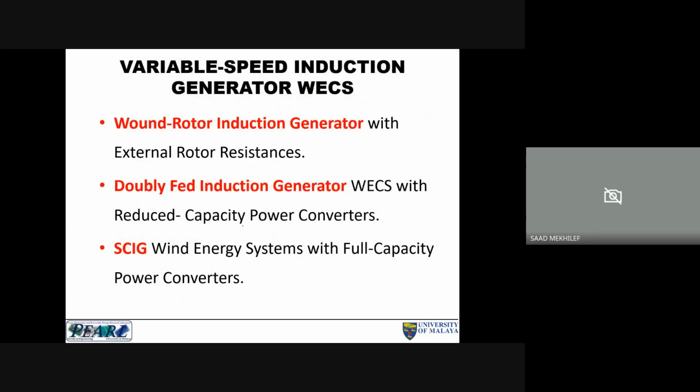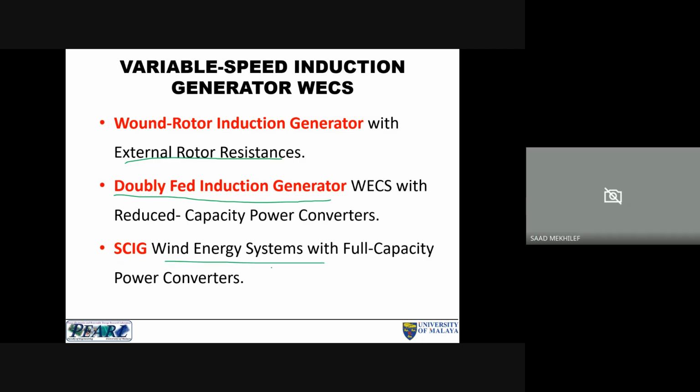Under variable speed wind turbines, there are a number of options available in the market. One is the wound rotor induction generator, which has an external rotor resistance for control. Then we have the doubly fed induction generator, which, as I mentioned before, is very commonly used, with reduced capacity power converters, so less converter power is needed. And then we have the squirrel cage induction generator.